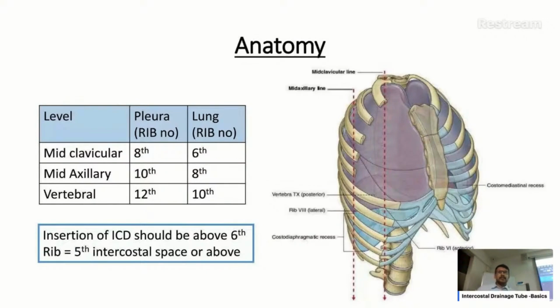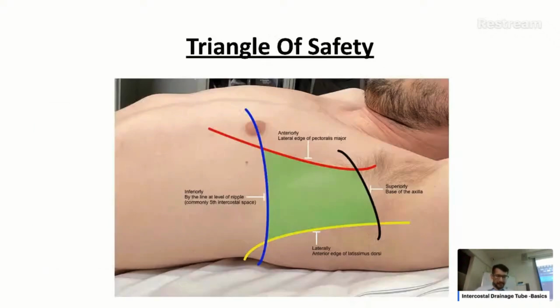And now the extent of lung and pleura. While measuring from the mid-clavicular line, the lung extends till the sixth rib and the pleura extends till the eighth rib. While measuring from the mid-axillary line, the lung extends till the eighth rib and the pleura till the 10th rib.